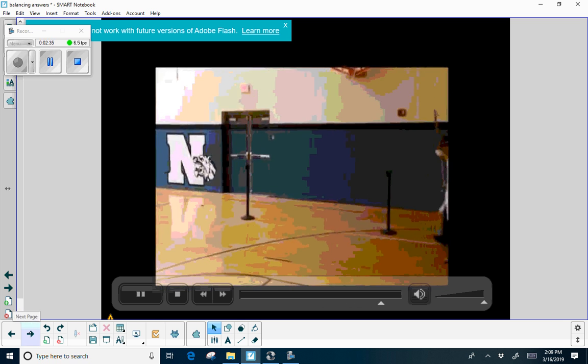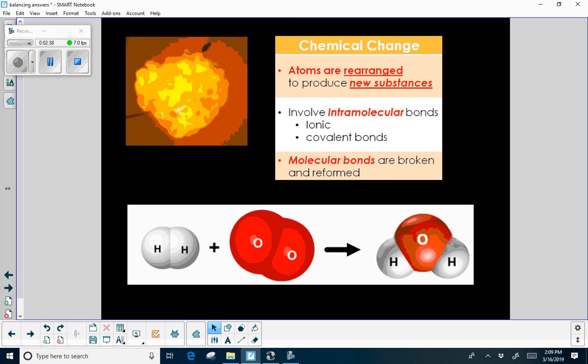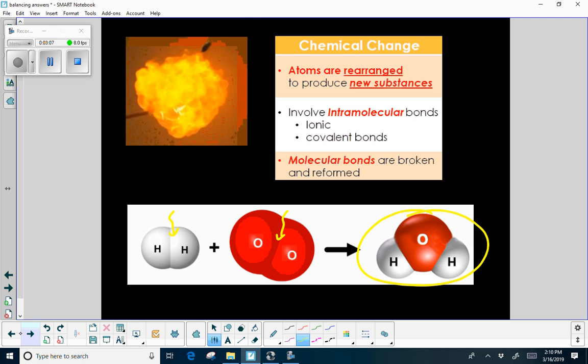That's pretty impressive. And what that was, was the reaction of hydrogen with oxygen. So what happens here is when these two gases react, the atoms actually separate in each of these molecules, and then they recombine to produce a new substance. So this is what happens in a chemical change. We have a rearrangement of these atoms into new molecules, and what's happening is we're overcoming the intramolecular bonds. We're actually breaking the ionic or covalent bonds as a result.